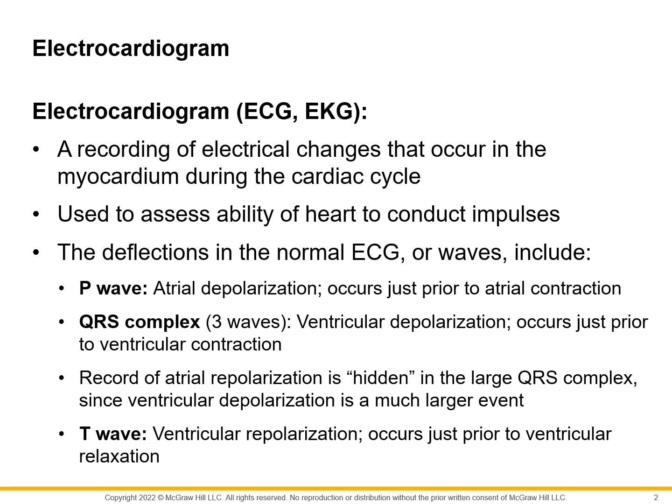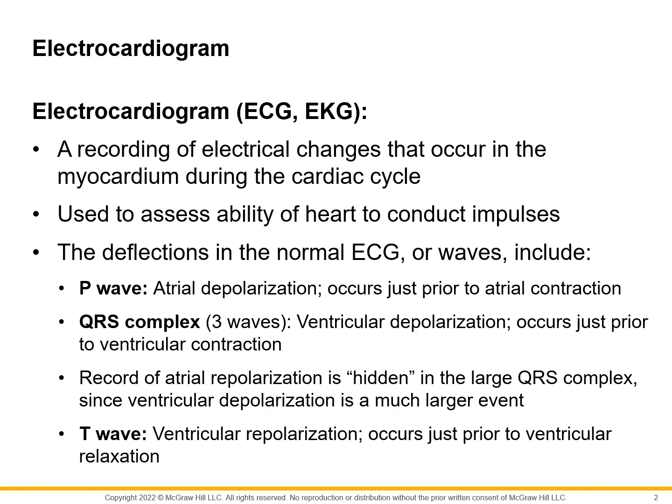In reality, the atrial repolarization is hidden in the large QRS complex, since the ventricular depolarization is a much larger event. Okay, so it starts with atrial depolarization, then the repolarization is hidden within the QRS complex because it is a large event. Okay, and finally we have the ventricular repolarization that occurs just prior to ventricular relaxation.